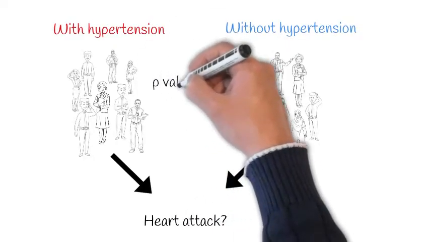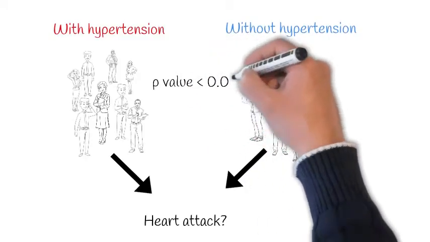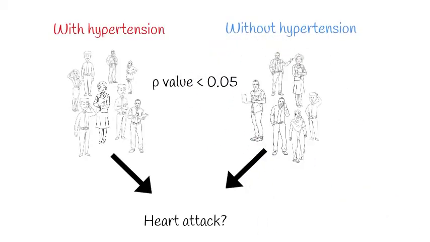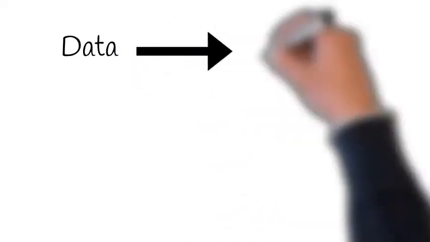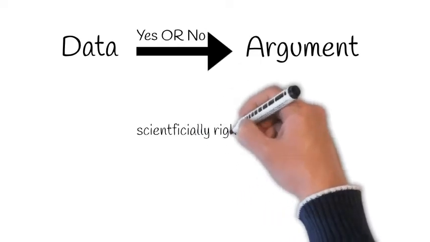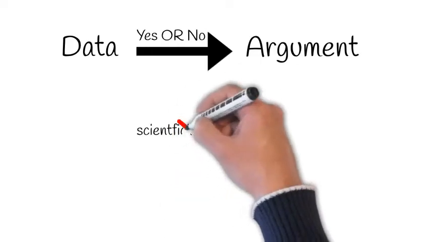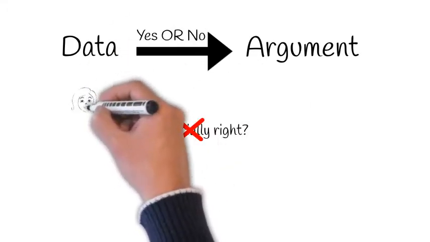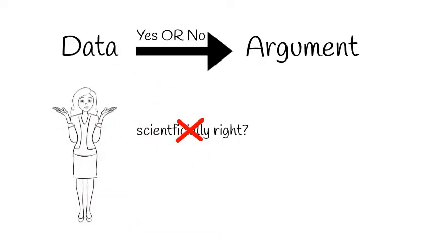If you analyzed the data and you found that the p-value is less than 0.05, this means that people with hypertension are more probable to have heart attack. In statistical terms, the p-value tells you how probable your data supported your argument, and that your results were not only by chance. But it does not tell you if your hypothesis is scientifically right, as this is your job. So you have to make sure about a few things before doing statistical analysis.